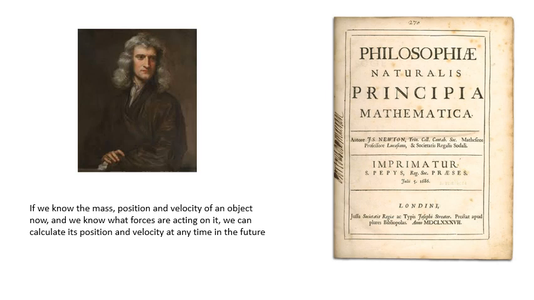So Isaac Newton, very clever bloke. One of his books, Principia, the principles of natural philosophy. Basically, if we know the mass and the position and the velocity of an object now, and we know what forces are on it, then we can calculate its position and velocity at any time in the future. You can predict where it will be and how fast it will be moving. Without Newton's laws of motion, there wouldn't have been an industrial revolution. We wouldn't have been able to build all these amazing machines.